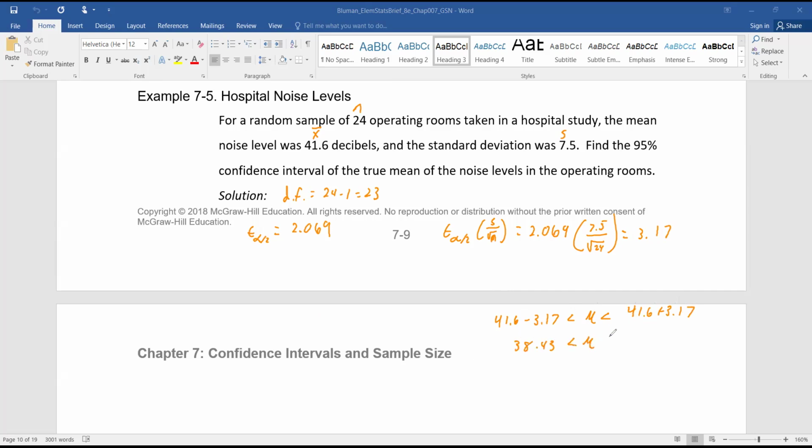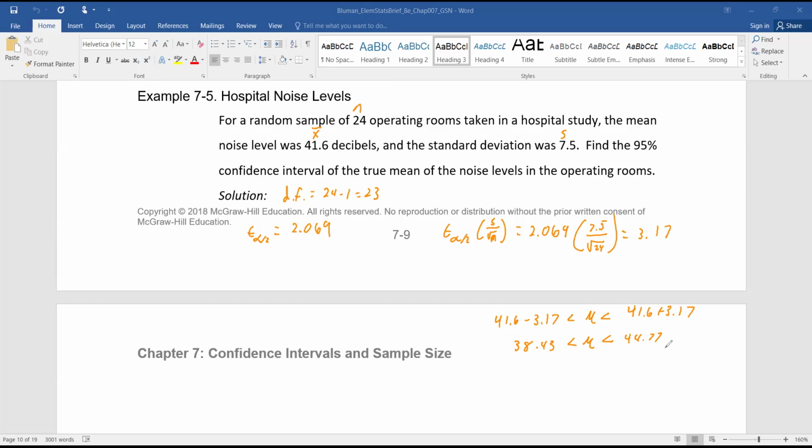And that comes out to 38.43 and 44.77. So basically, I'm stating that with the information provided, I think that the population mean of all operating rooms would fall between 38.43 and 44.77 with a 95% confidence. Or I'm also stating that any sample means I'd take would have to fall between this with 95% confidence.